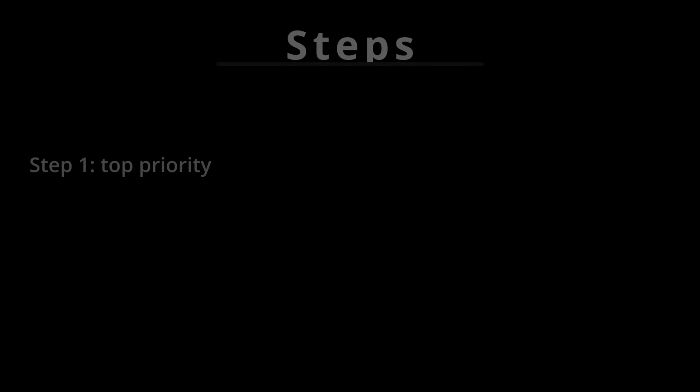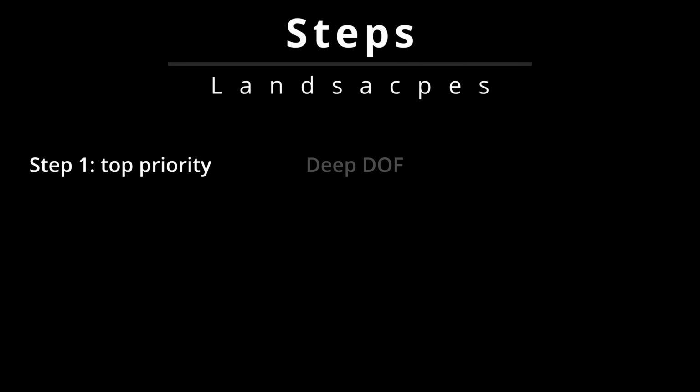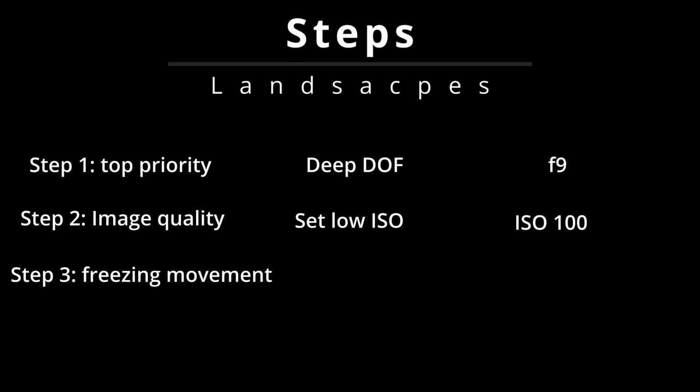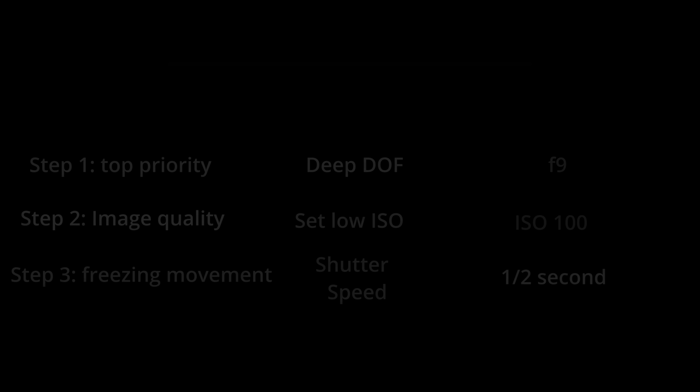Let's say you're a landscape photographer. For many landscape shots, a deep depth of field to get everything in focus is the top priority, much more important than shutter speed. You set that first. F9 for deep depth of field. Then you set your ISO as image quality is next in importance. ISO 100 if you're on a tripod. And last in importance in this scenario is freezing movement, which is controlled by shutter speed. If you're on a tripod, you can set it very slow, maybe 1/2 second to match that ISO 100 for a properly exposed photo. If you want to blur a waterfall, use an even slower shutter speed.